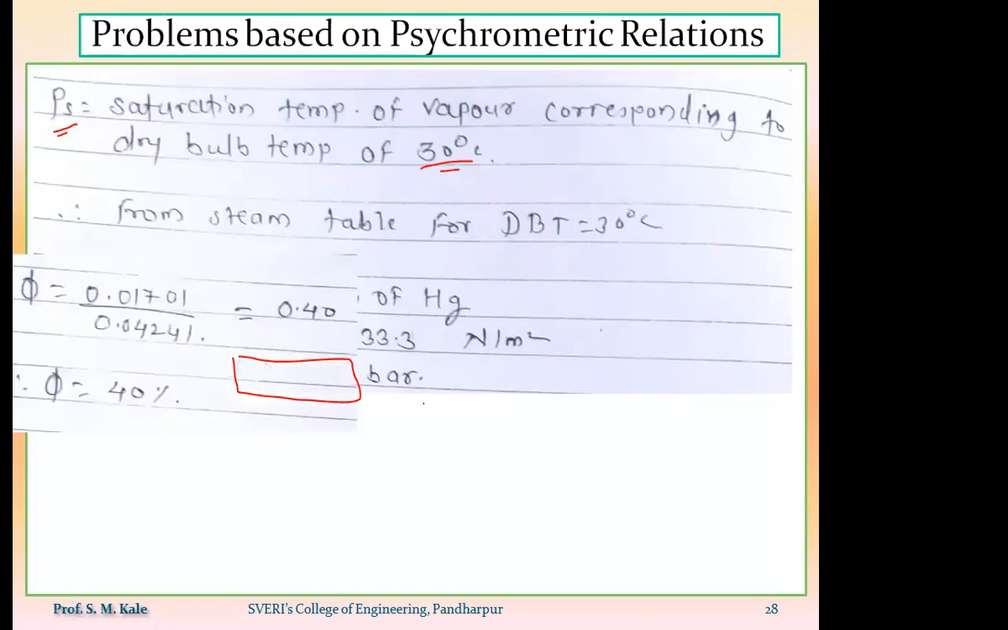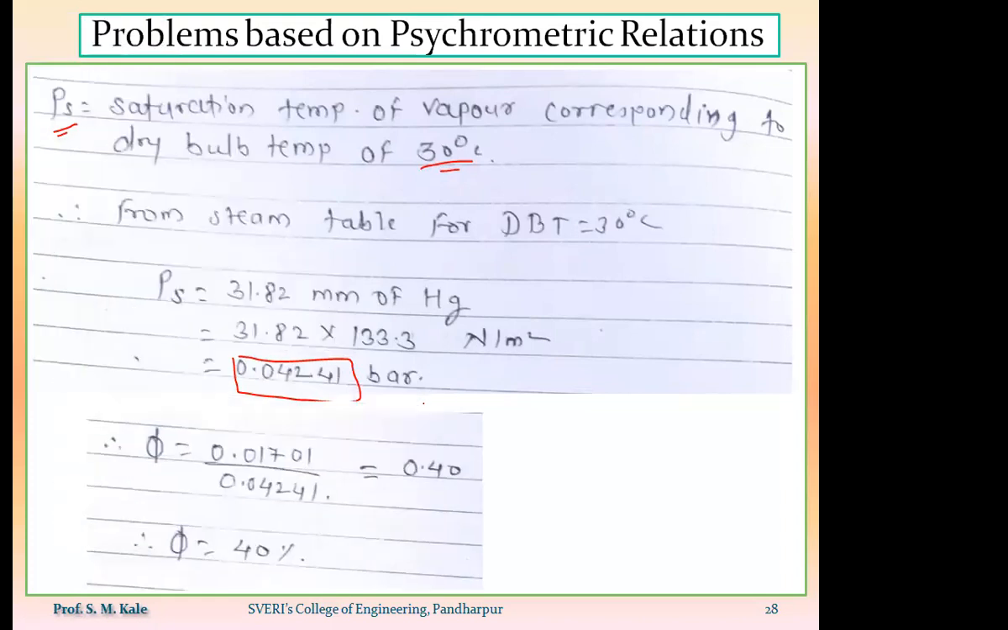As I am getting the value of PS as well as PV, I will put the value of PV and PS. So this is the value of PV, this is the value of PS. I will get the relative humidity, and as always, relative humidity is in terms of percentage.